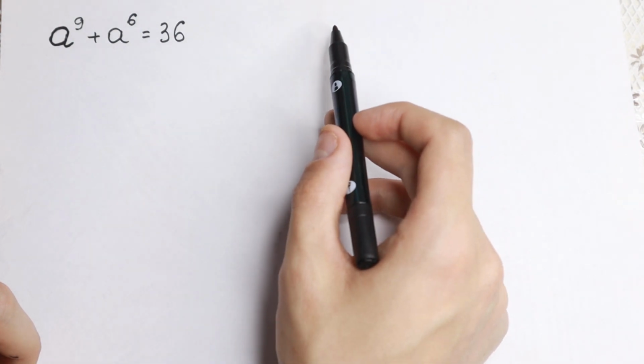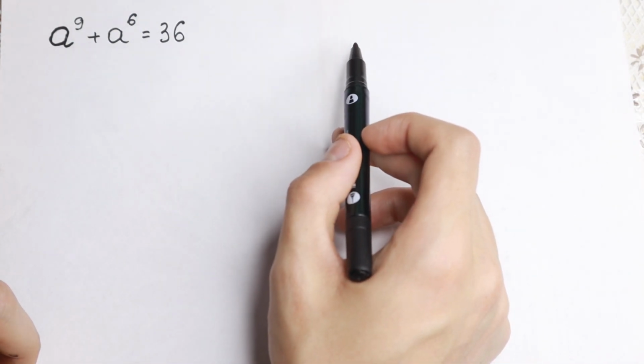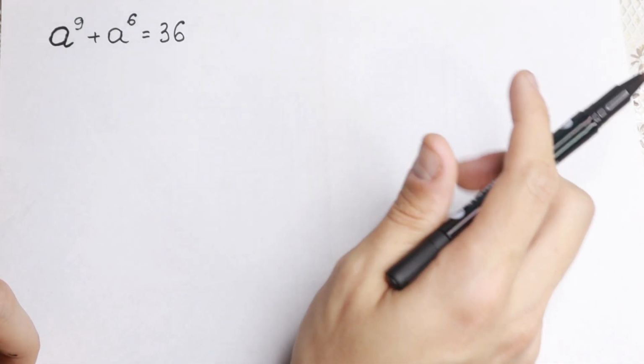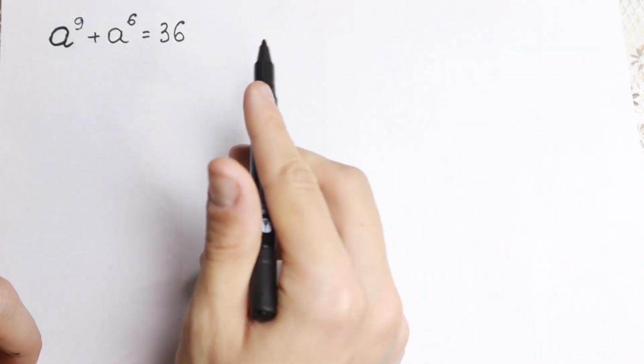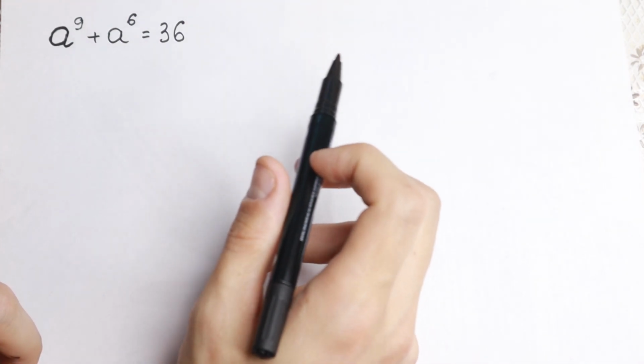Like if we have a square, we have a quadratic equation, we can easily use a discriminant and find our 2 solutions. We have a cube, we can easily find 3 solutions using factoring. But what about the 9th power? I'm going to show you a really good trick right here.